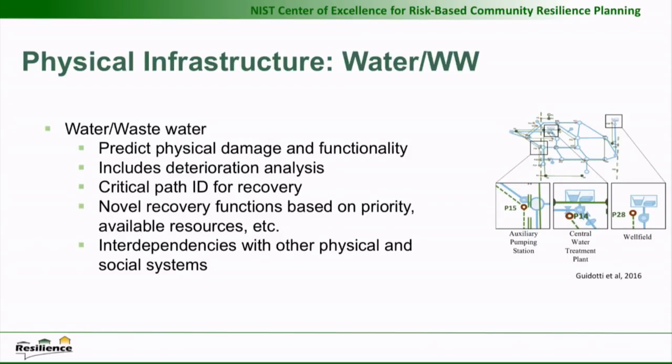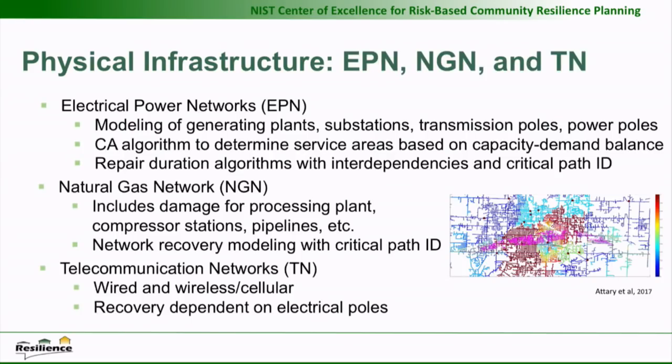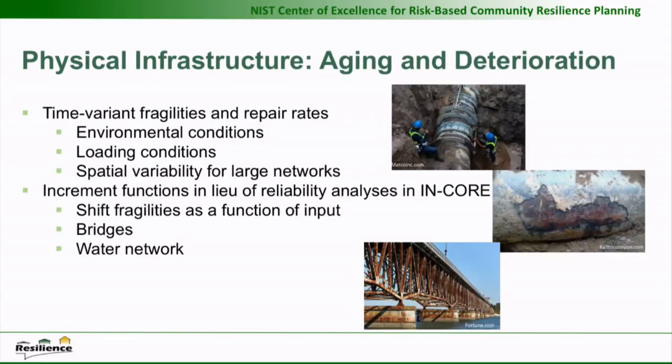And then water and wastewater, and this is to predict physical damage and functionality, as well as the interdependency with other physical systems, as well as social systems, which you'll hear about in a few minutes. And then electrical power networks, natural gas networks, as well as telecommunication networks. Aging and deterioration, essentially chronic hazards, are also included, and these are time-variant fragilities as well as repair rates, and they include concepts such as shifting fragilities as a function of input.